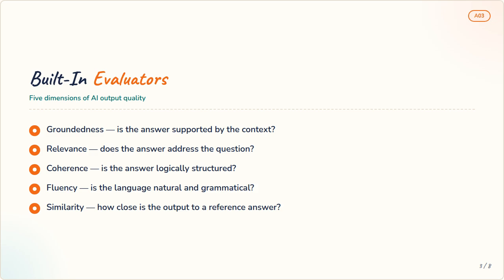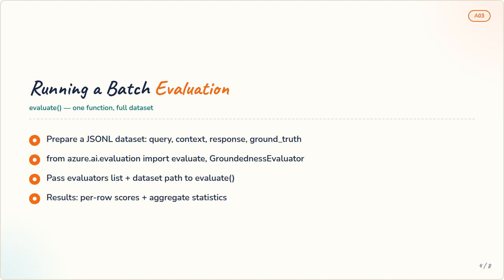The SDK ships 5 built-in evaluators. Groundedness is the most important for RAG apps. It measures whether the answer is actually supported by the retrieved context. Relevance, Coherence, and Fluency measure overall output quality. Similarity compares against a gold standard reference answer.